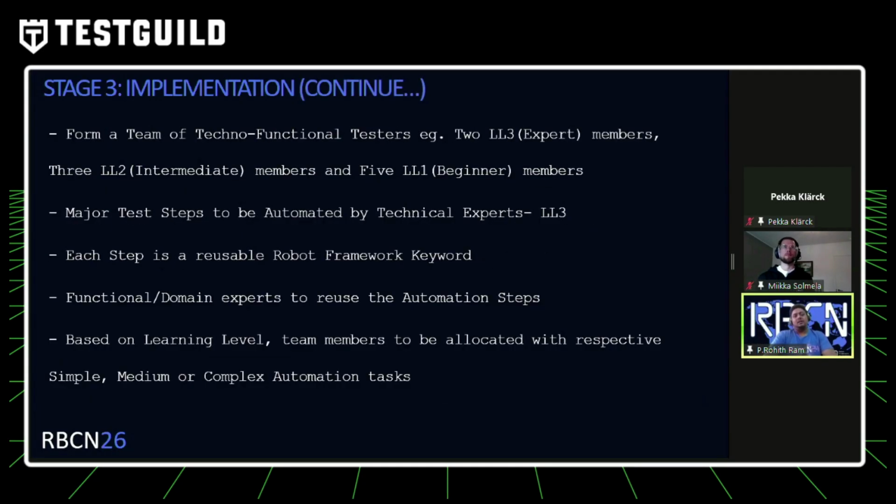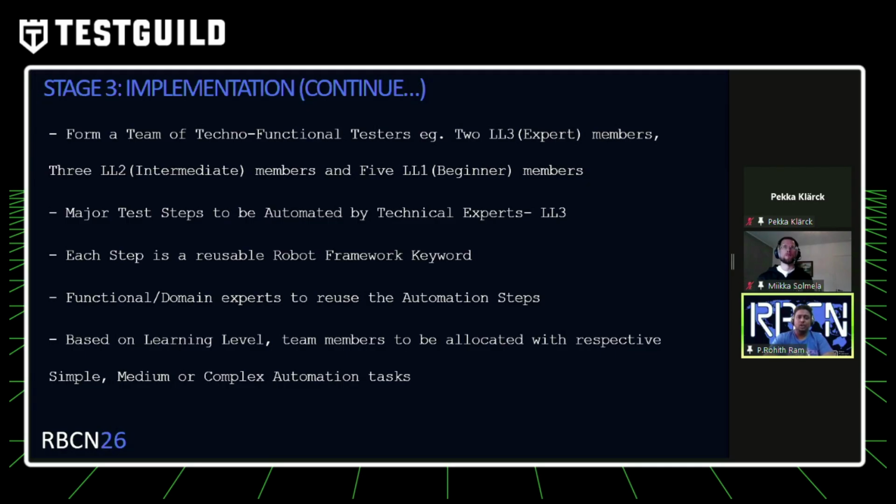The next step we did is to form a techno-functional group of testers. Each group will have their own Teams channel. They will interact, share their learning progress, discuss their doubts, and reach out to expert people. It will be a team of 10 members, let's assume: 2 expert-level members, 3 intermediate-level members, and 5 business and UAT testers. The major steps will be predominantly automated by technical experts, or level 3 expert-level people.